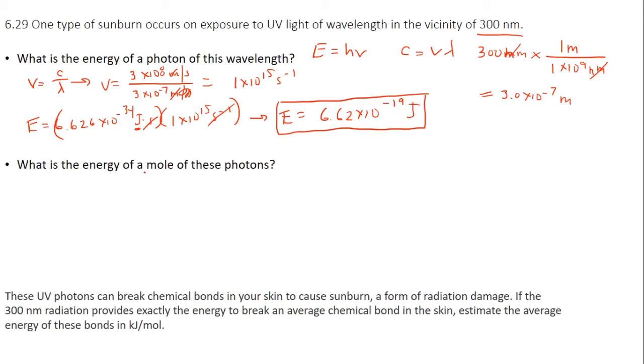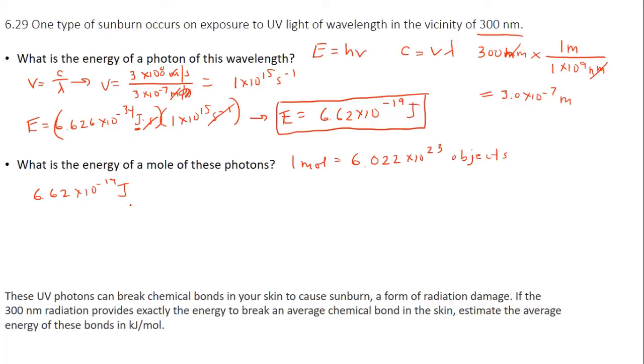So what's the energy of a mole of these photons? Well, what is a mole of anything? 1 mole equals Avogadro's number, which is 6.022 times 10 to the 23rd objects or items. That's our version of a chemist's dozen. So we know that in 1 photon, there's 6.62 times 10 to the minus 19 joules.